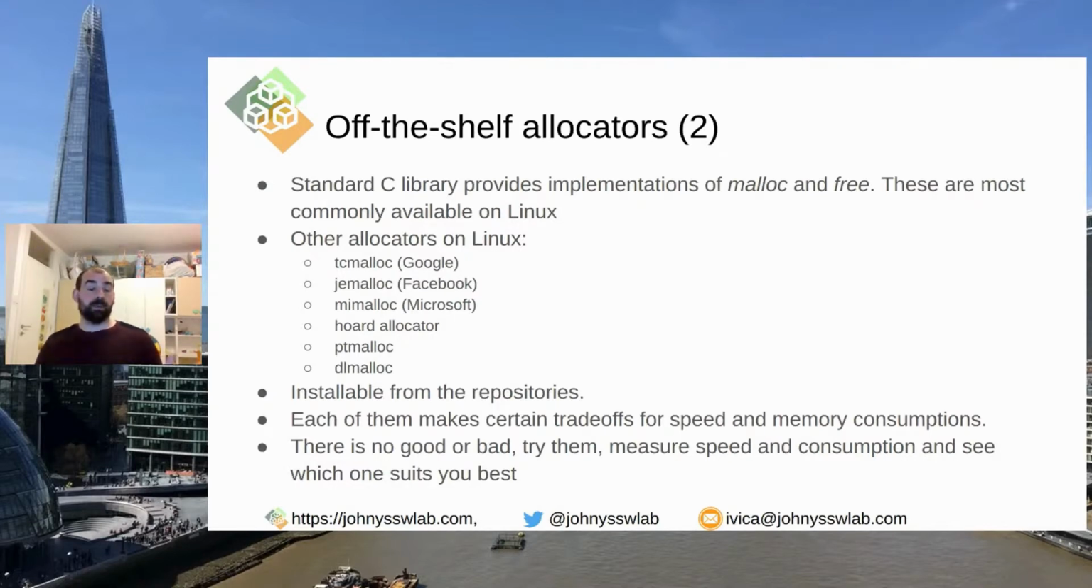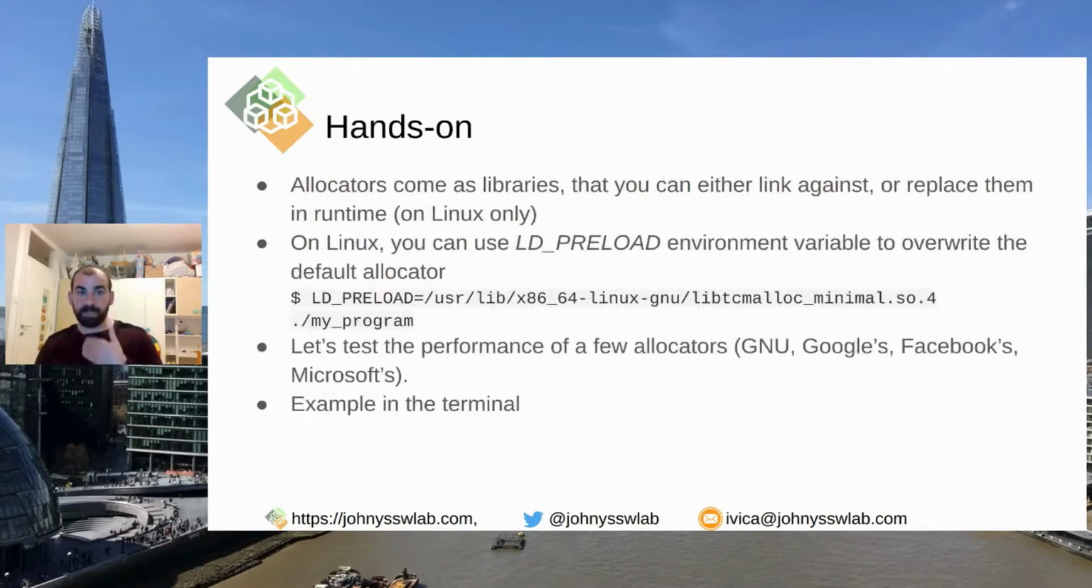There is no good or bad, so you need to try them, measure speed, measure memory consumption, and see which one suits your needs. Okay, now a short hands-on. The allocators are libraries, so you can either link against them, or in the Linux environment, you can use LD_PRELOAD. LD_PRELOAD is an environment variable that you can use to override the default allocator. Here is an example of how you do that. You specify LD_PRELOAD like this, and then you call your program with all the parameters.